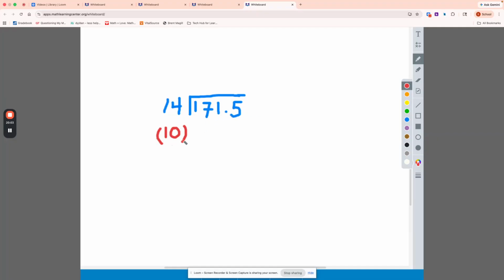So something times 10 will be easier to do in my head than something times 14, because whatever we put up here in the partial quotient section, we are multiplying times 14 because it's equal groups. 14 equal groups in this case, but I can do 10 in my head much easier. All right, so go ahead and pause the video and give it a try, and then I'll reveal the answer as you push play later, okay?